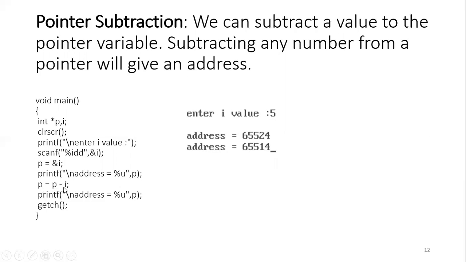Now I am subtracting P is equal to P minus I. So what is the value of P? P is 65,524. What is the value of I? I is 5. So 65,524 minus 5 is not equal to 65,519. It is equal to 65,514 because 5 elements. You should consider these 5 elements. Each element is of type integer. Integer size is 2 bytes. So 5 into 2 is 10. So 65,524 minus 10 is equal to, we get the address as 65,514.